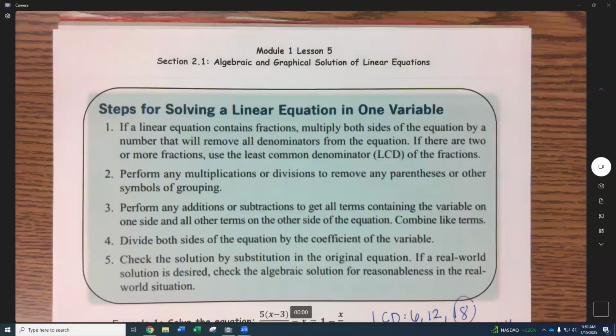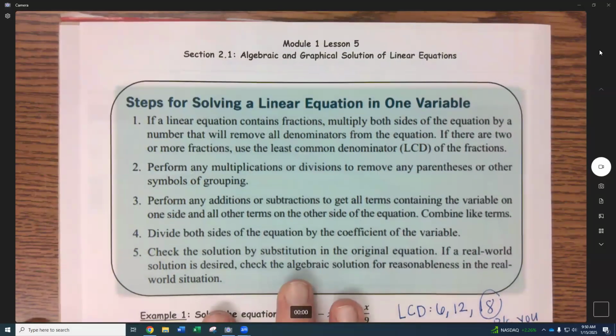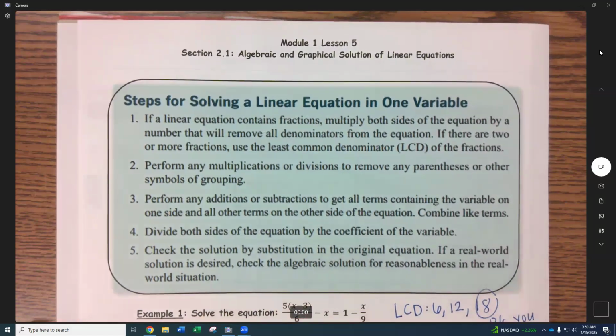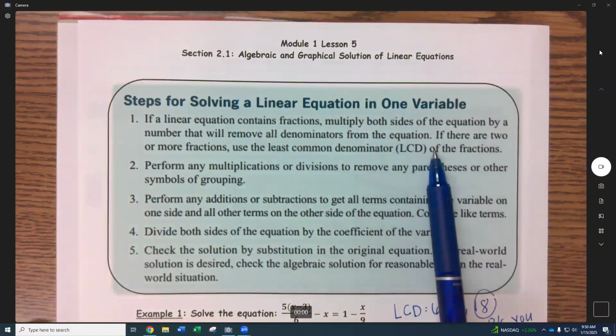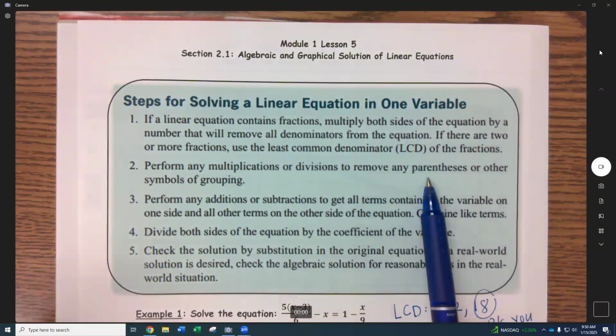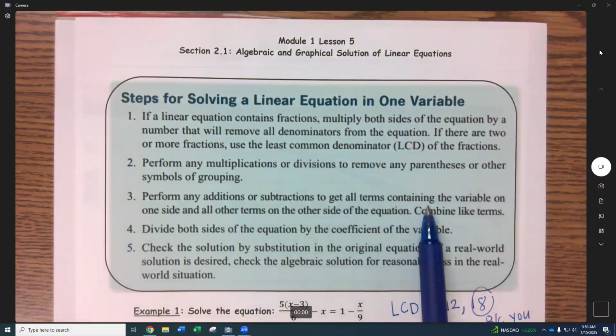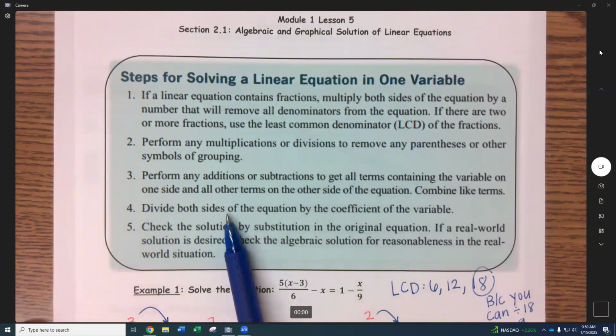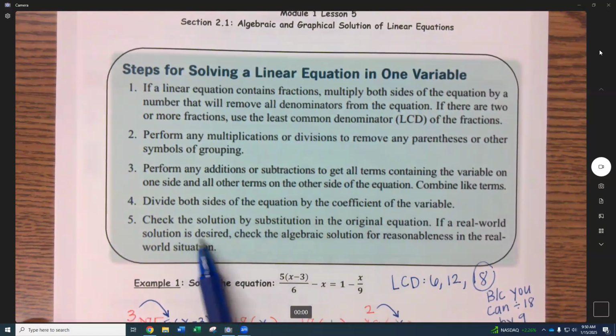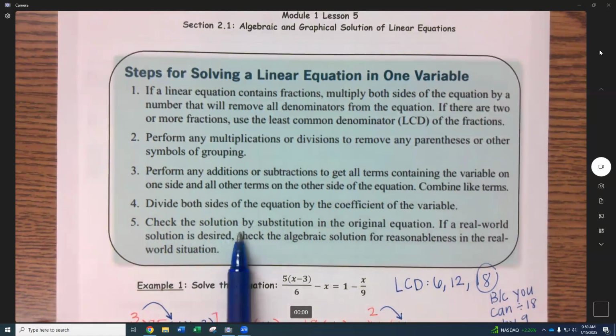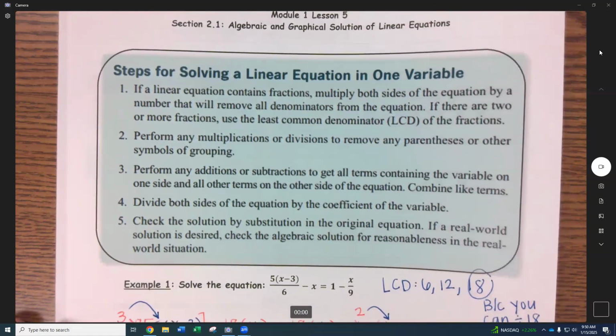In the previous video, we solved example 1 algebraically using these steps. So we first found the LCD. We removed any parentheses by using distributive property. We combined all of our like terms. We divided both sides. And then we talked about checking your solution, but we didn't actually do that.